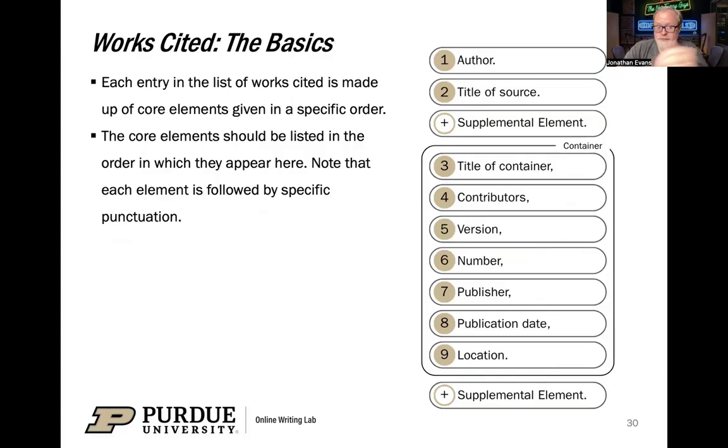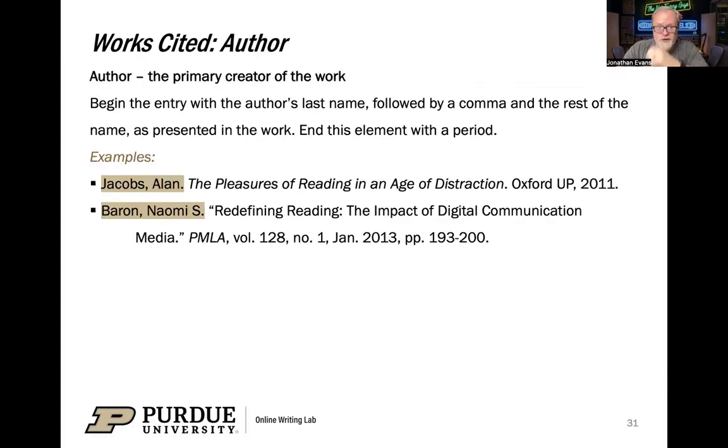So let's look at some examples, starting with the author. This is the thing that comes first. And of course, we flip the author, at least the first author's name. So we have Jacob, Allen. In this case, The Pleasures of Reading in the Age of Distraction, period, Oxford, UP, 2011.